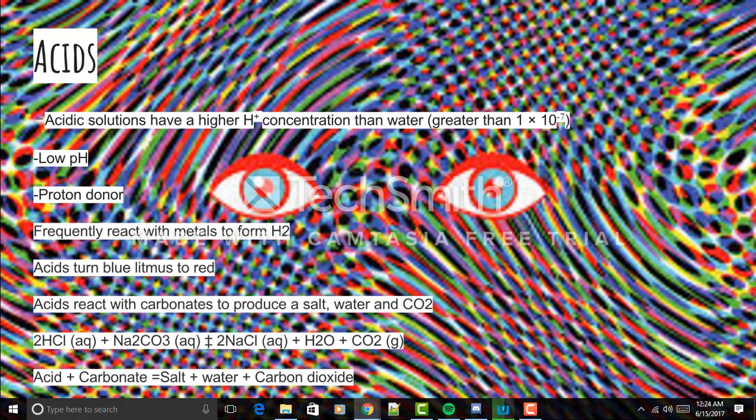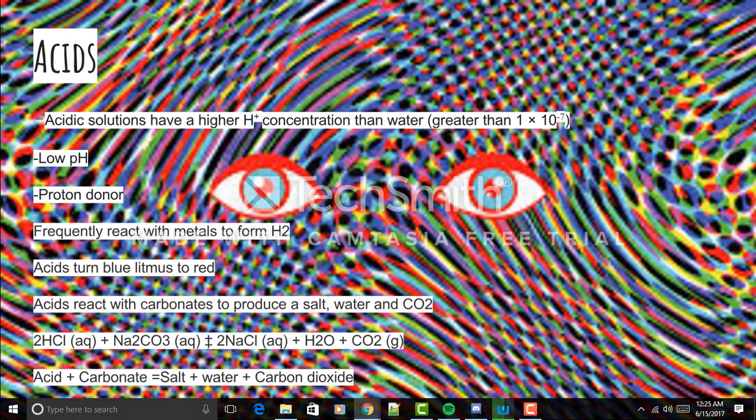The Bronsted-Lowry definition of acid is that an acid is a proton donor. This means it donates a hydrogen ion to a base to create the conjugate base. Acids also have a tendency to turn litmus indicators red and react with metals to create hydrogen gas. An easy way to identify an acid is through its relatively low pH. Acids also react with carbonates to produce salt, water, and carbon dioxide.